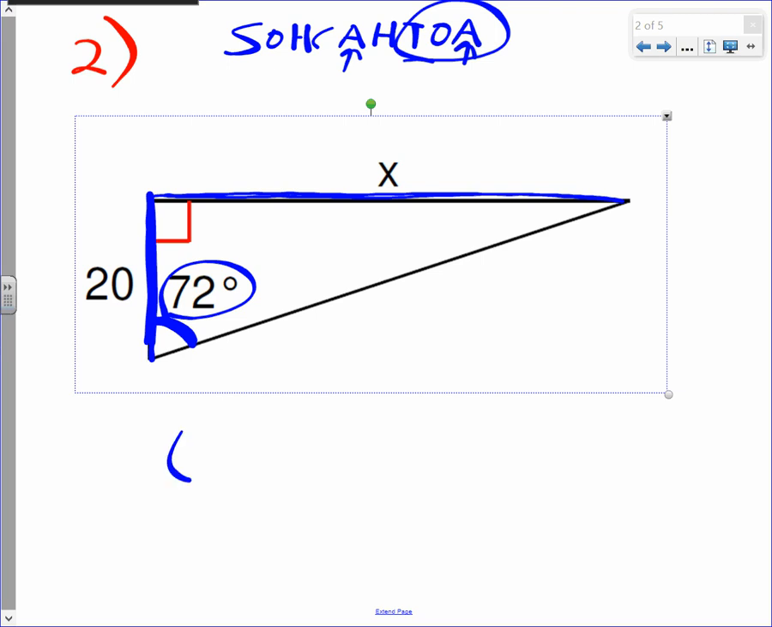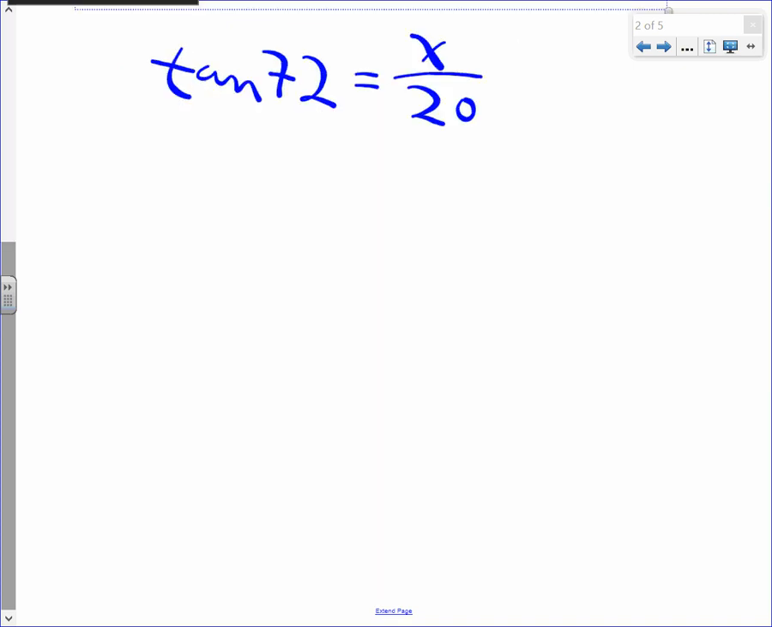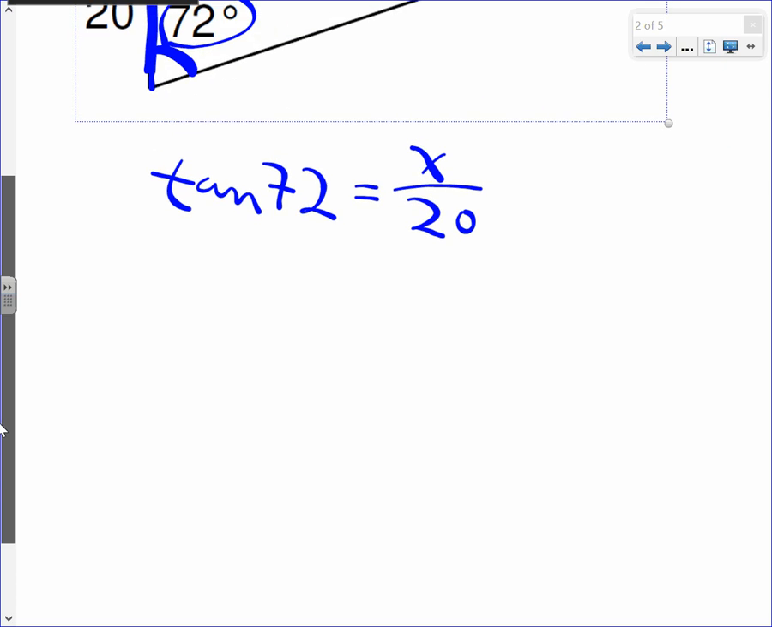Here we go. Tangent of the angle. Remember, that's some eternal number that doesn't change. Is equal to the opposite of 72, which is x, over 20. We did a lot of these the other day. We could do this in our sleep at this point. Let's get x by itself. Let's multiply both sides by 20, because that gets rid of the 20 denominator.